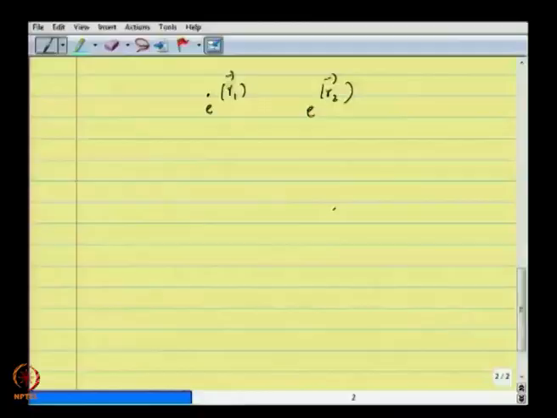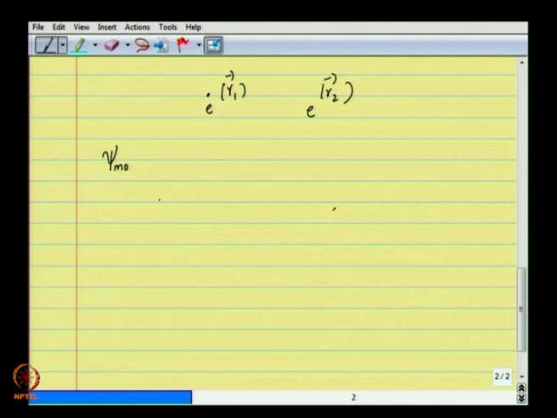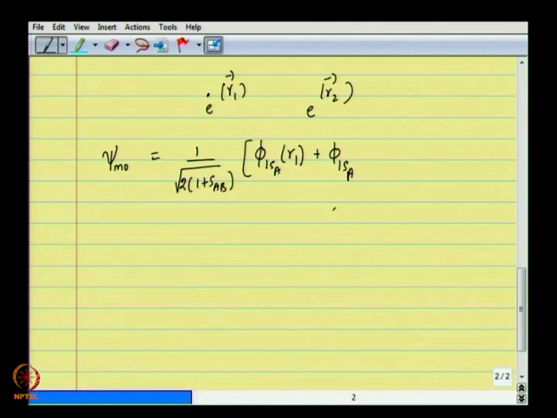So, in that sense, if we have to write the molecular orbital for the hydrogen molecule, we may start with this: 1 by root 2 into 1 plus S_AB times phi 1s A for electron 1, plus phi 1s B, the same electron in the 1s B orbital, times the wave function for the second electron, in which everything is the same except R1 is R2. So that what you have is 1 by root 2 times 1 plus S_AB times phi 1s A of R2 plus phi 1s B of R2.